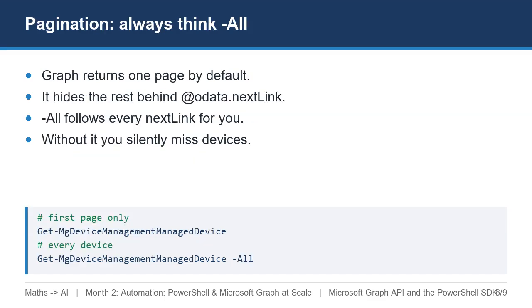Here is the gotcha that bites people. A Graph list call returns just the first page by default, maybe 100 items, and hides the rest behind a link called @odata.nextLink. If you forget the -All switch, you silently miss devices and your report is wrong. With -All, the SDK walks every page automatically and gives you the complete collection. On any list query against a real tenant, think -All by default.